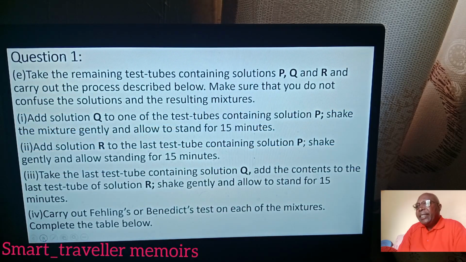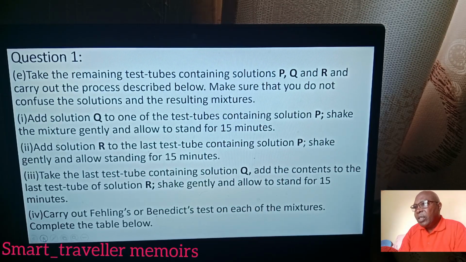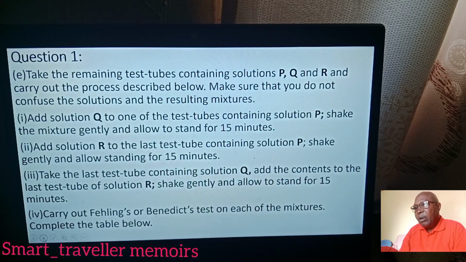Part E. Take the remaining test tubes containing solutions P, Q, and R and carry out the process described below. Make sure that you do not confuse the solutions and the resulting mixtures. Roman 1: add solution Q to one of the test tubes containing solution P, shake the mixture gently and allow to stand for 15 minutes.